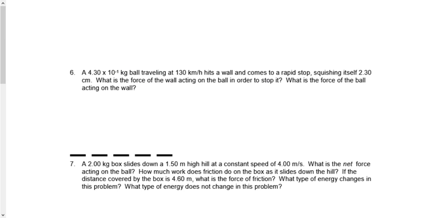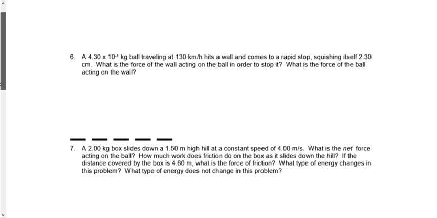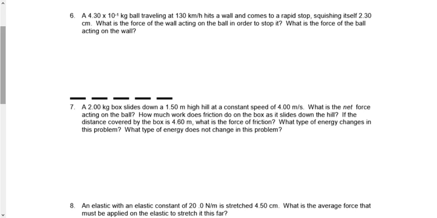Six. There's a 0.43 kilogram ball traveling at 130 kilometers per hour, hits a wall and comes to a rapid stop, squishing itself 2.3 centimeters. What's the force of the wall acting on the ball in order to stop it? And then what's the force of the ball acting on the wall?